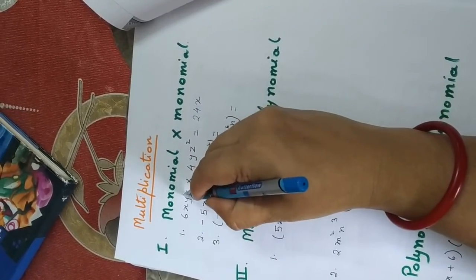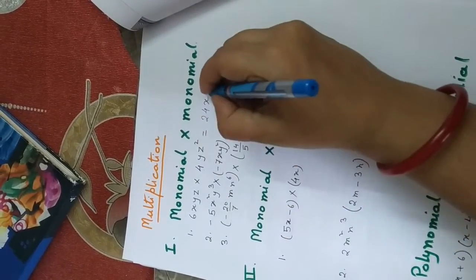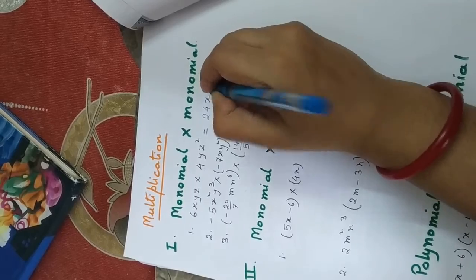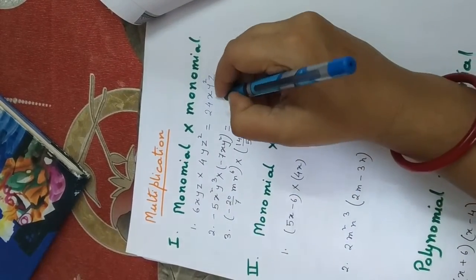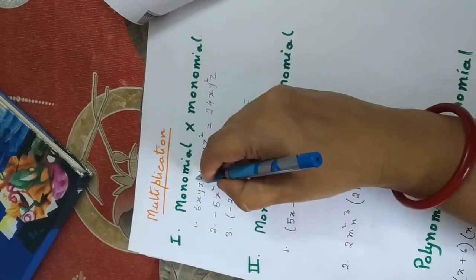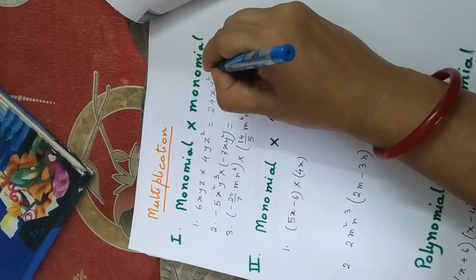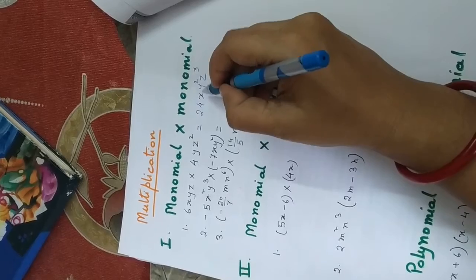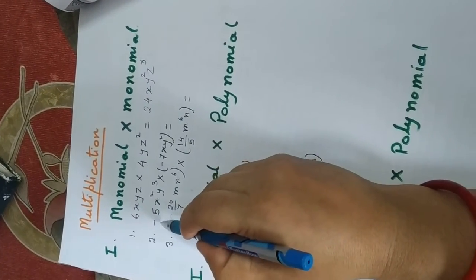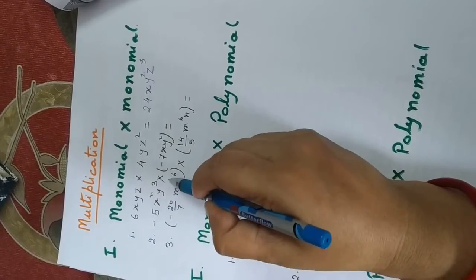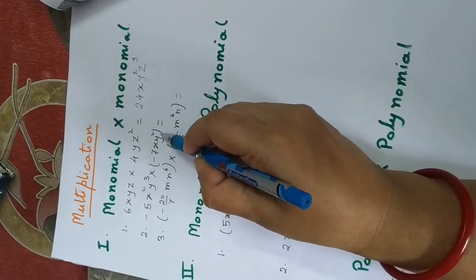For y, the power of y is 1. Again the power of y is 1. So 1 plus 1 is 2. For z, 1 and 2, that is 1 plus 2, 3. So 24x y square z cube is the answer. Similarly, minus 5x square y cube into minus 7xy square.